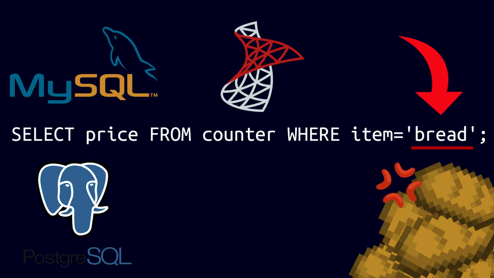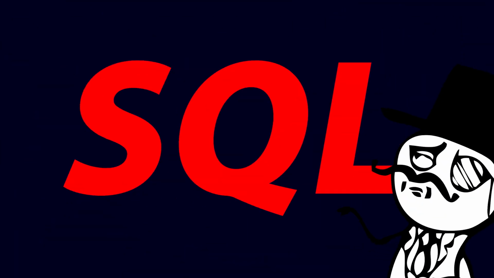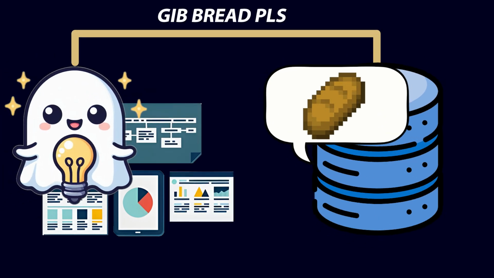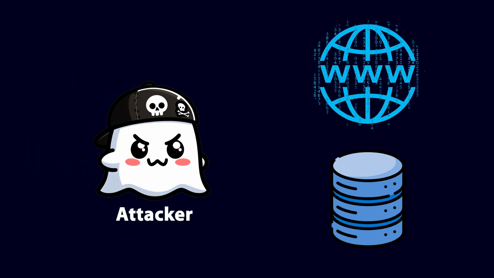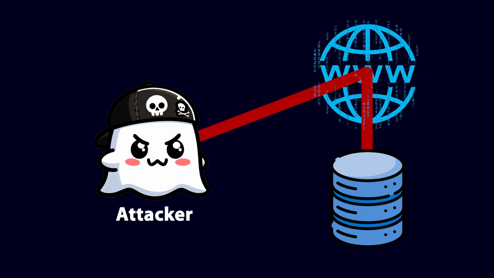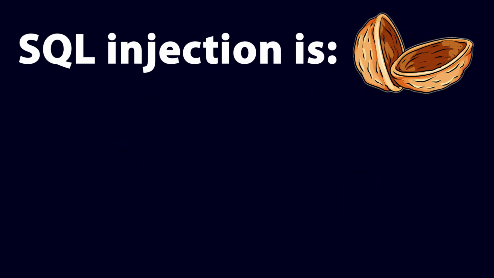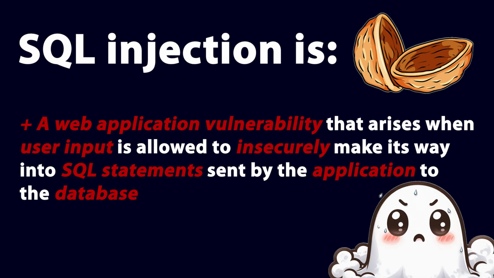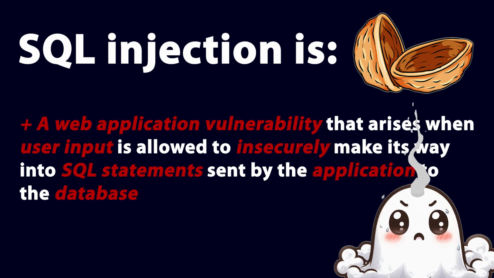So what is SQL injection? Now, we just established what SQL is and how web applications make SQL queries to talk to databases to retrieve or modify data. But here's the twist. What if an attacker was able to sneak their own SQL queries through the web application and to the database? In a nutshell, SQL injection is a web application vulnerability that arises when user input is allowed to insecurely make its way into SQL statements sent by the application to the database. That was a bit of a mouthful, so let's break it down into simpler terms.